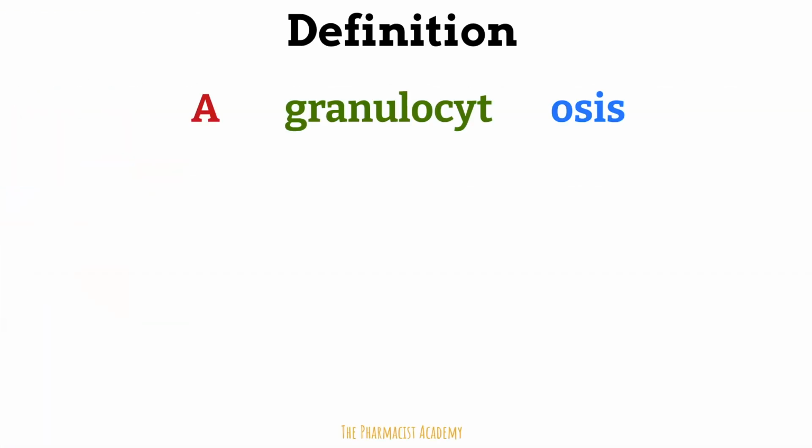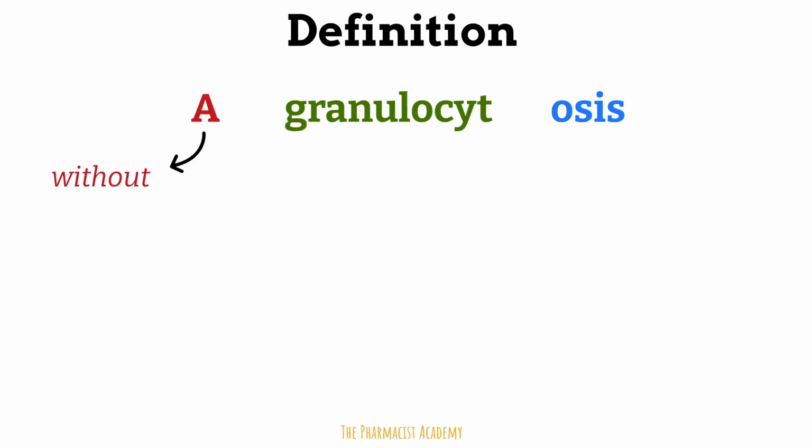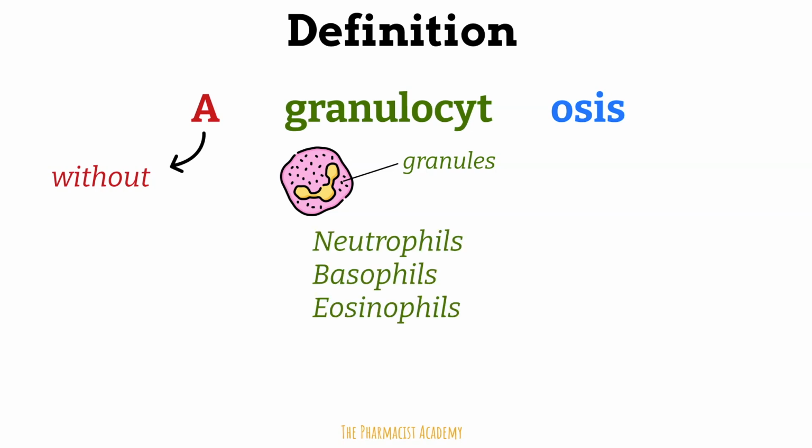This term derives from the Greek. A means without. Granulocyte refers to a particular kind of white blood cell, ones that contain granules. Granules are small particles in the cytoplasm of these white blood cells that contain enzymes that are released to fight infections and also during allergic reactions. Examples of these white blood cells are neutrophils, basophils, and eosinophils.